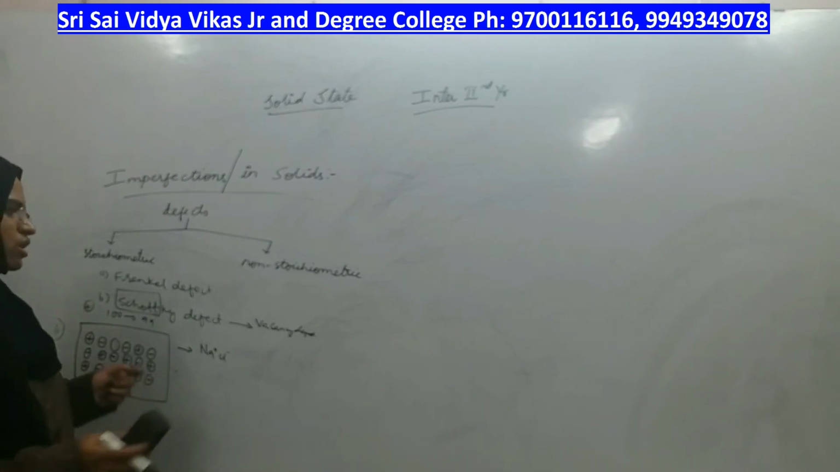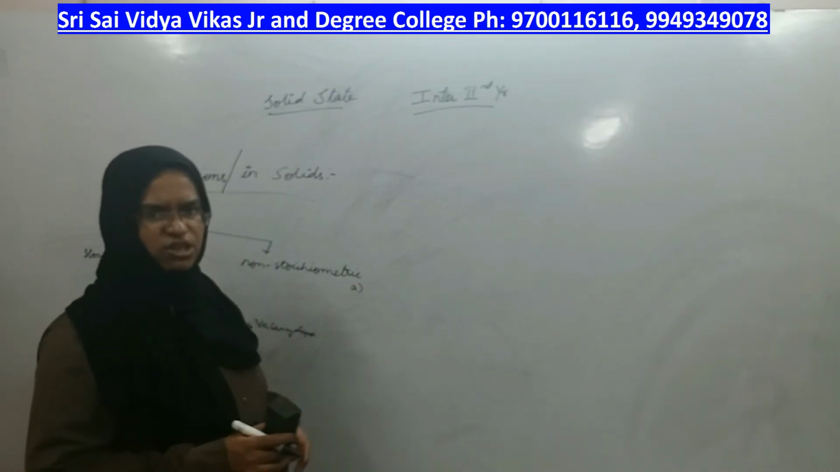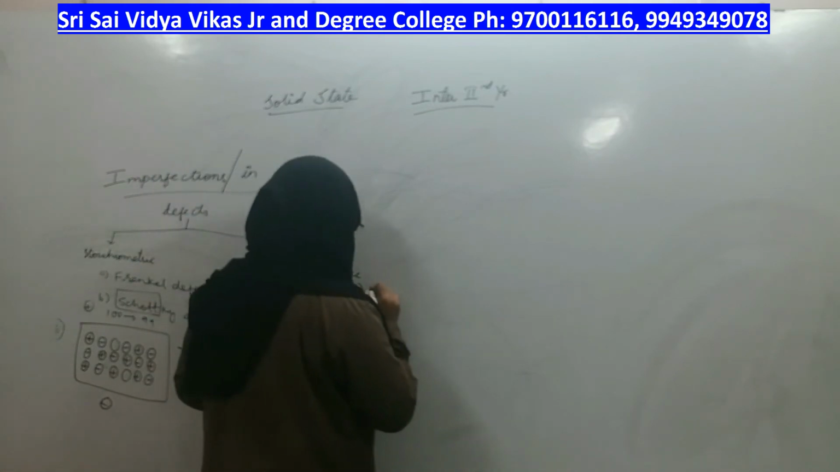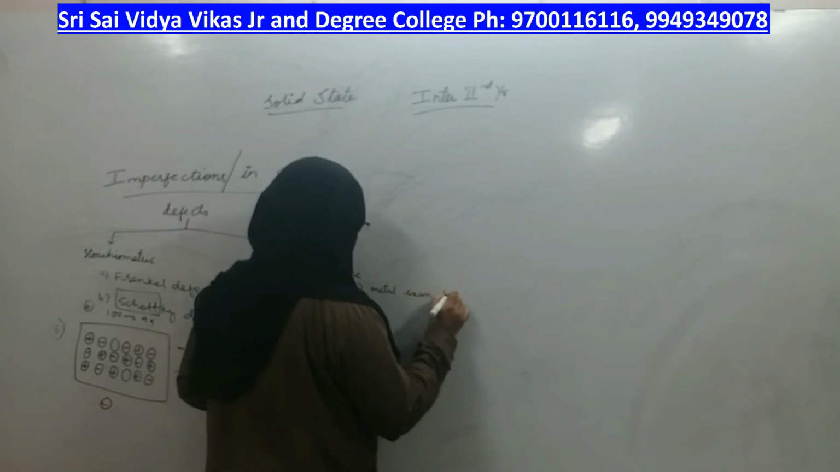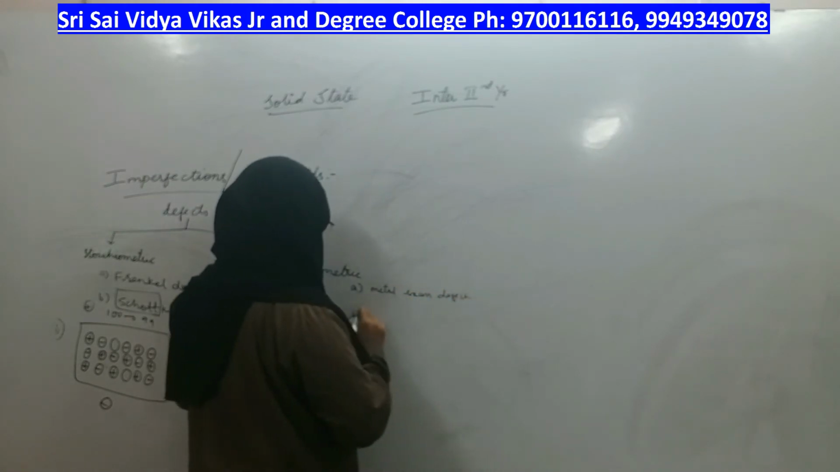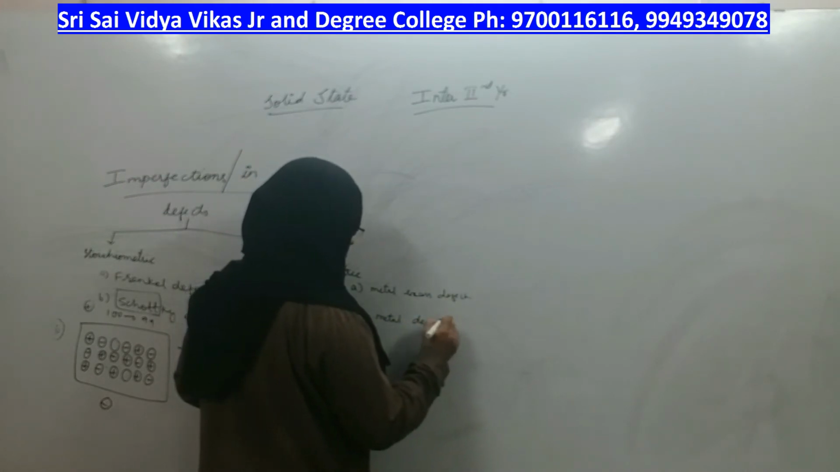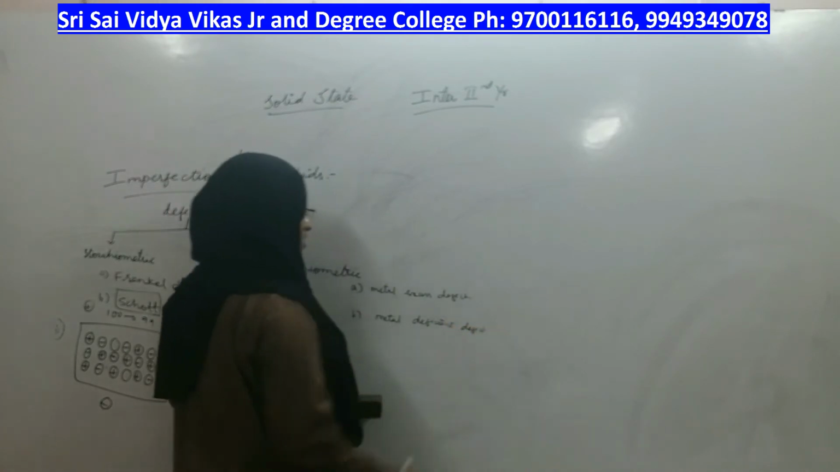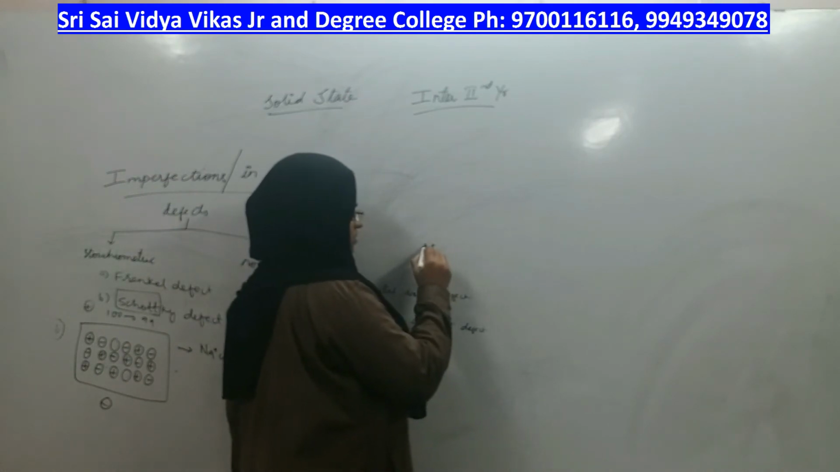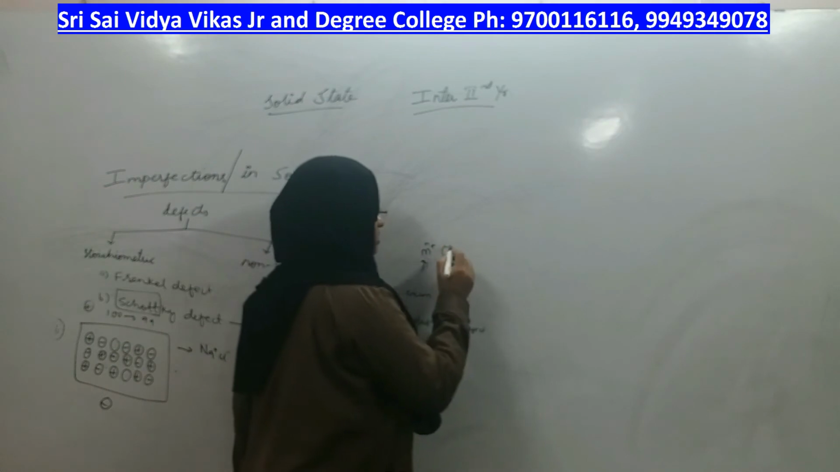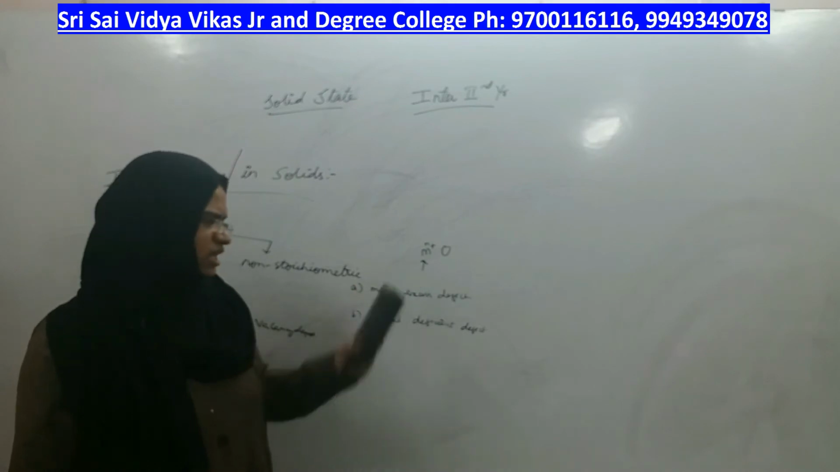Let us now see non-stoichiometric defect. Non-stoichiometric means after the defect the ratio will not be the same. So, it can also be of two types: metal excess defect and metal deficient defect, right? Metal means metal becomes cation, metal ion with oxide or sulfide or whatever it is, but metal will be the cation in the crystal lattice.